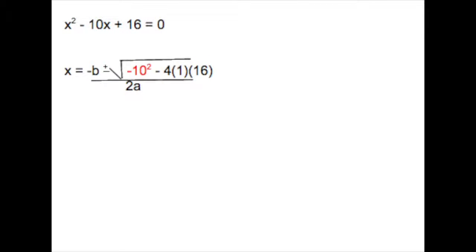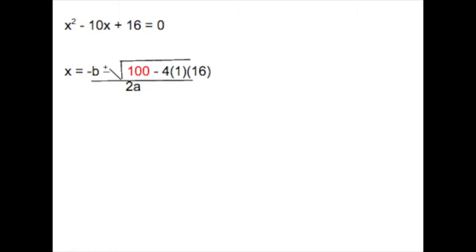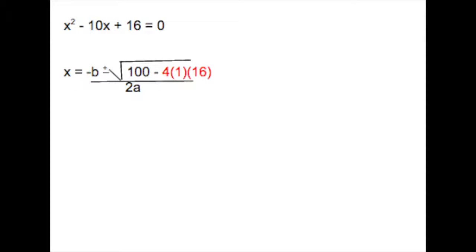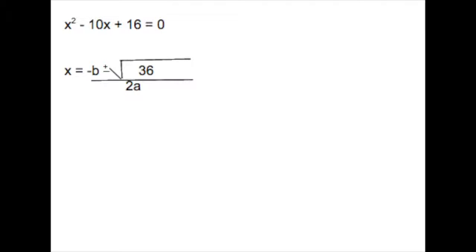We will now simplify, starting with our exponent. Negative 10 squared is 100. Then we will multiply 4 times 1 times 16, which is 64, and 100 minus 64 is 36. And 36 is our discriminant.